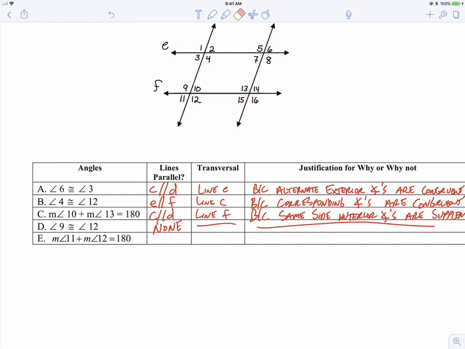Angle 11 and angle 12 are supplementary. Again, that does not include any of these intersections or any of these intersections. So it doesn't make any lines parallel. Yes, they're supposed to be supplementary because they're a linear pair, but it doesn't make any lines parallel.